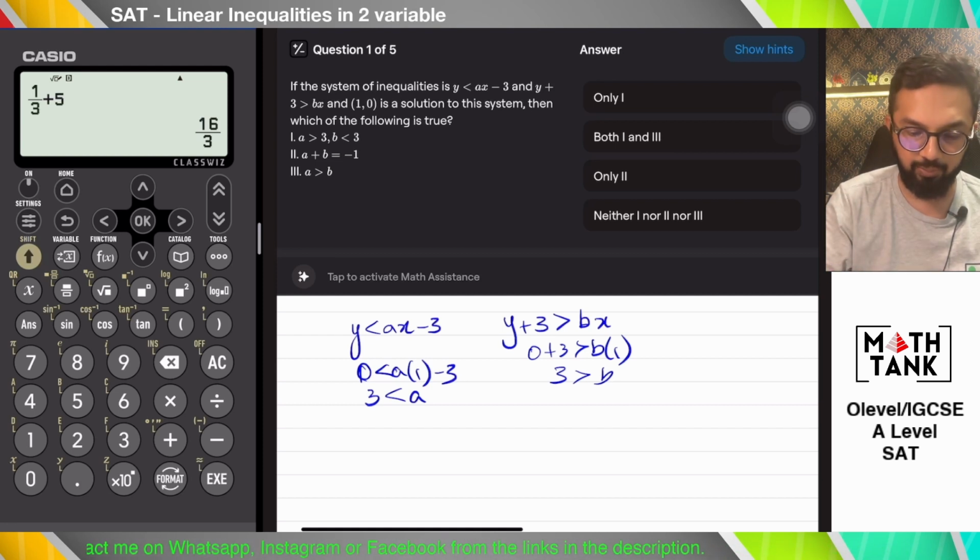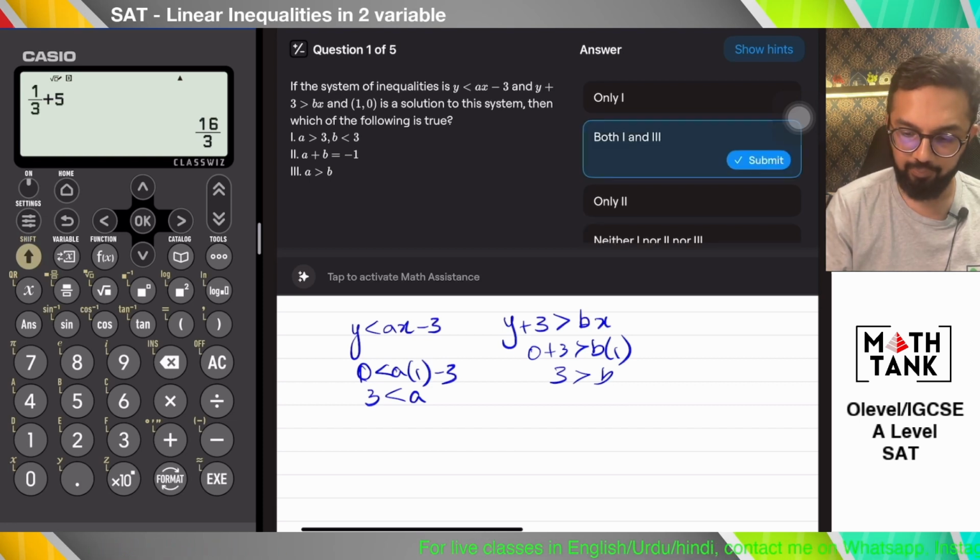So equation number 1 becomes true. A plus b equals minus 1? Not necessarily, they could be any numbers. A is definitely greater than b. Yeah, so 1 and 3.